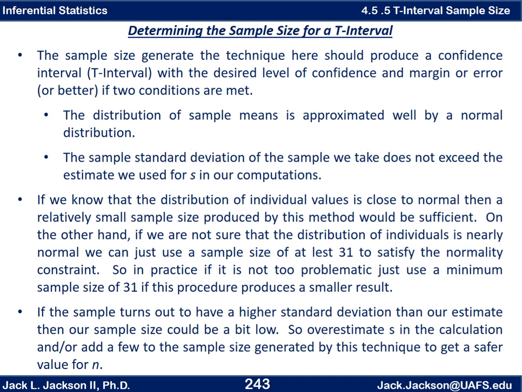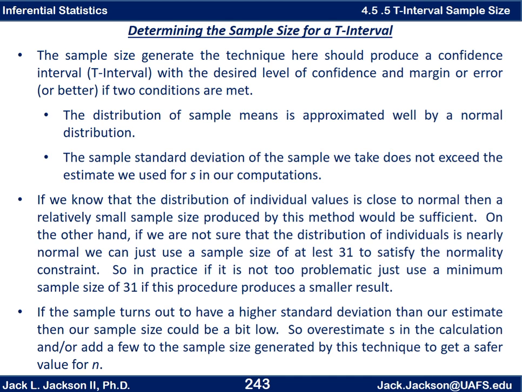This will work even with a lower sample size, like the 10 that we just determined in our example. The other thing that we need is that the sample standard deviation in our sample does not exceed the estimate we used for S in our computations. Either one of these could slightly throw things off, or the further off they are, the further things could be off. So remember that if we know the distribution of individual values is close to normal, then a relatively small sample size, like the 10 produced by this method in this example, would still be okay. And so you can probably get by with a sample size of 10.